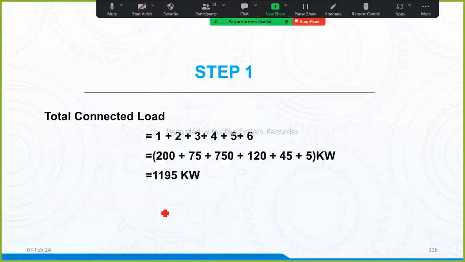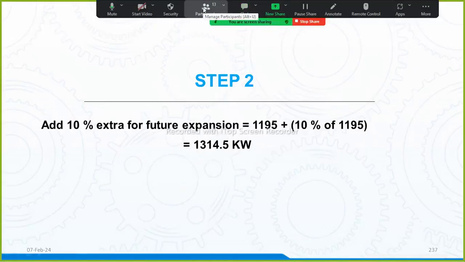So when you add up all these figures, again the same step 1: calculate the total connected load. We added the total load. Step 2: add 10% extra for future expansion purposes. So we took 10% extra for future expansion, and we got 1314.5 kilowatt.